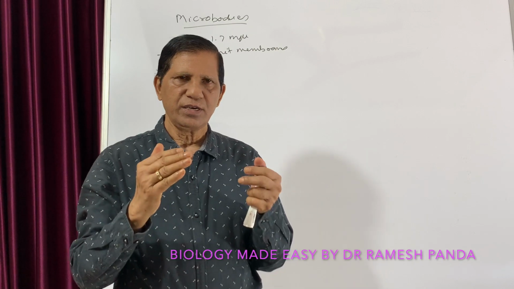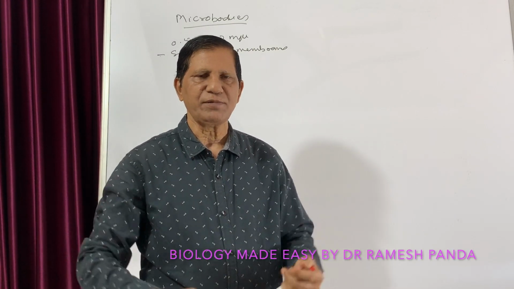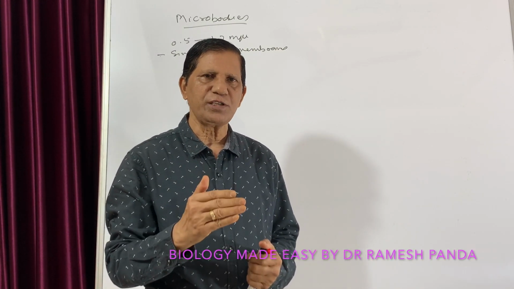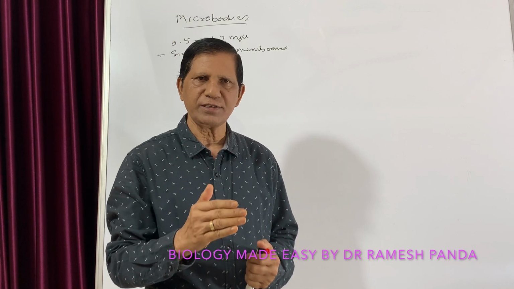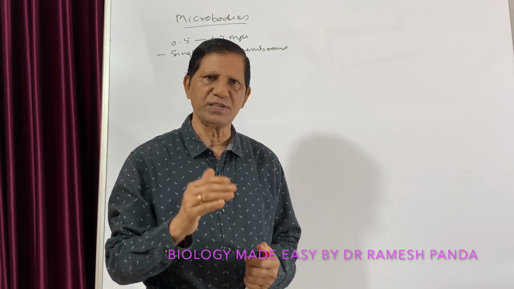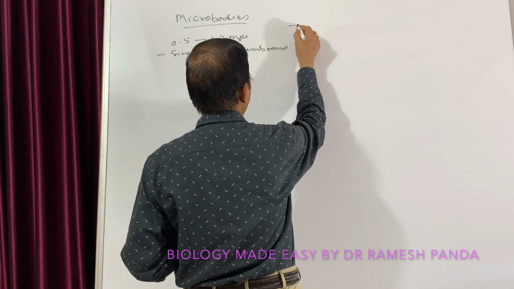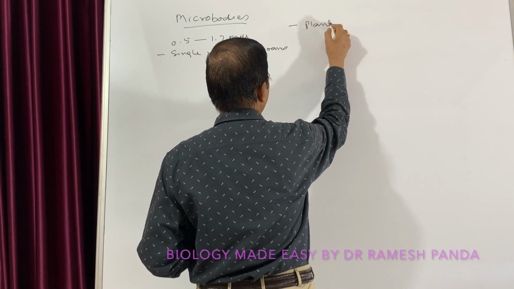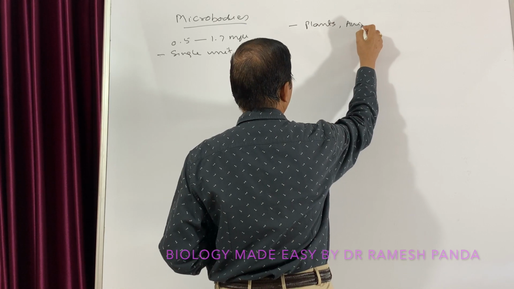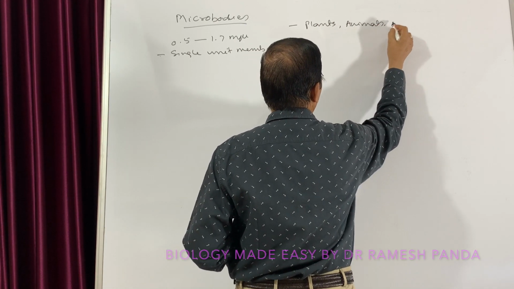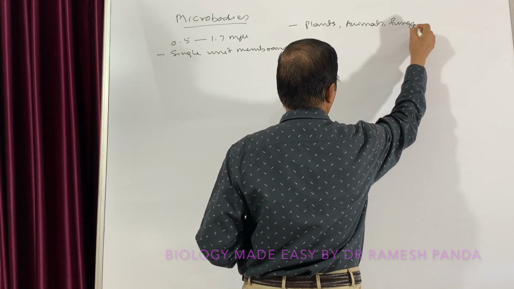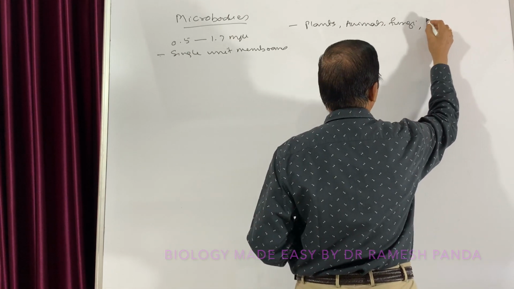That means they perform different types of functions, and these microbodies are present in plant cells, animal cells, fungi, and also some protists. That means these are present in plants, animals, fungi, and protists.